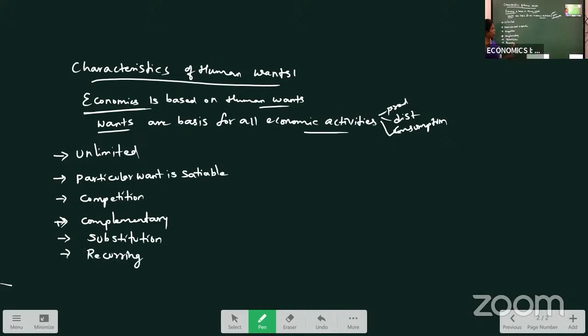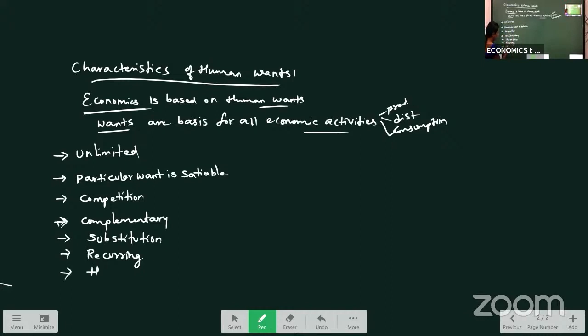Then another feature is that wants are recurring in nature. Recurring means they occur again and again. Our want will never be satisfied. If today I bought clothes, my want was to purchase new clothes, and I have purchased them. It will not stop here only. That will recur again and again. Maybe after 1 month I want to buy clothes again, or maybe after 2 months. So that's why we say they are recurring in nature.